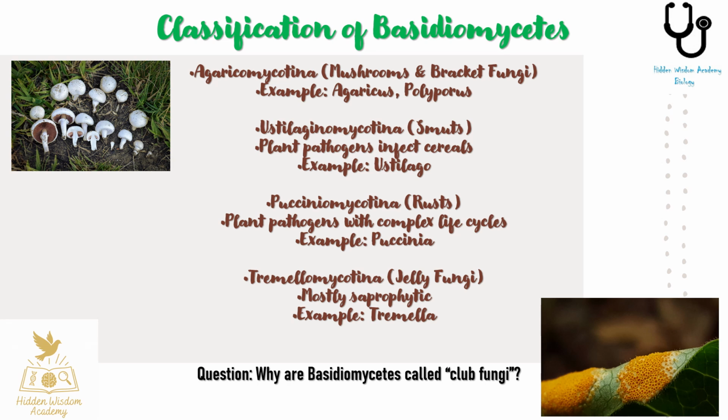Ustilago are the smuts, which infect cereals, such as Ustilago. Puccinia are the rust fungi, with complex life cycles, like Puccinia. Tremella includes jelly fungi, mostly saprophytic, like Tremella. Remember these examples for NEET preparation.